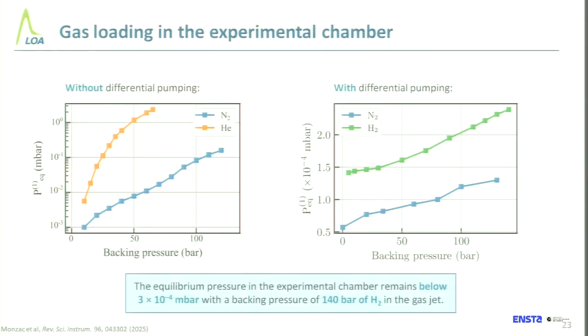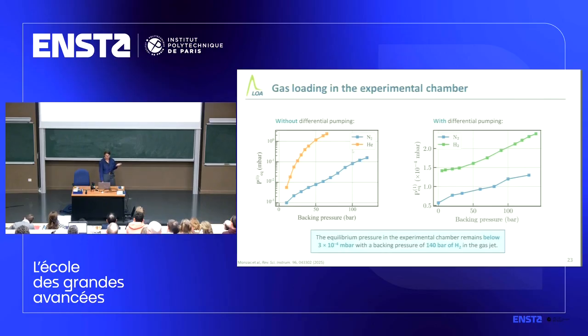Now about experimental results. So we monitored the pressure in the experimental chamber versus the backing pressures that we put in our gas jet. First we did that without differential pumping, so only the free-flowing gas jet in the experimental chamber. And you see that using nitrogen, the pumps can handle the amount of gas that is sent in the experimental chamber, so the rise of the pressure is still manageable, especially if you consider that we are working only with 20 to 30 bar of nitrogen, so we remain with a pressure which is good enough for doing the laser-wakefield acceleration experiments.